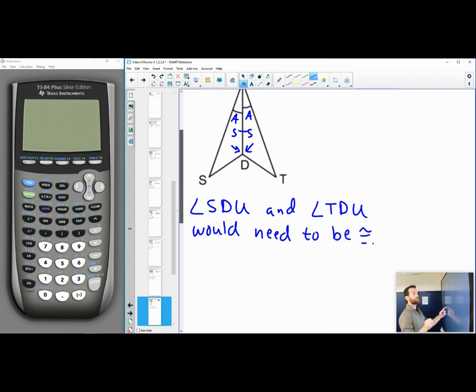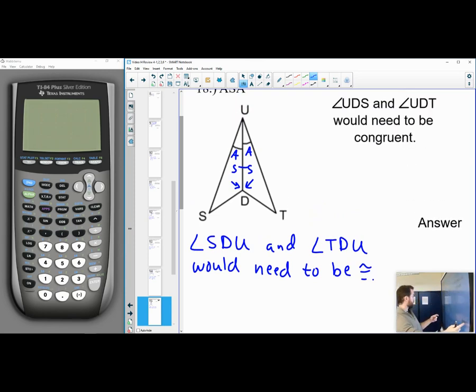And let's double check ourselves with the answer key. Okay, I named it in the opposite way. So UDS and SDU, that's the same thing, just backwards. And UDT and TDU, I did the same thing. They're backwards, but it's the same thing. They're talking about the same angle. Two different names for the same angle.